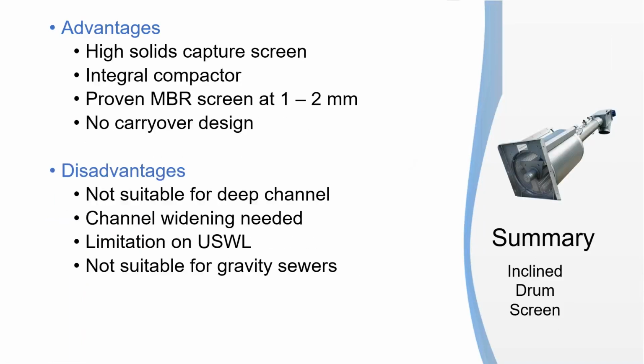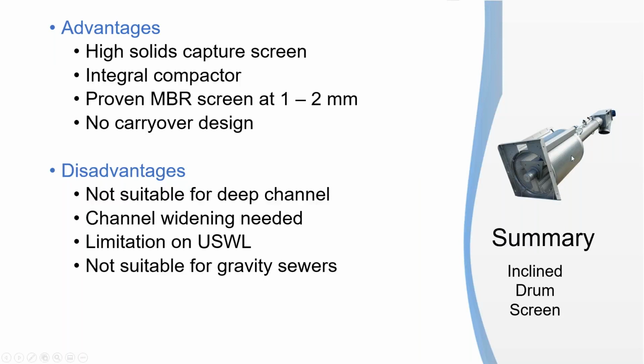In-channel drum screens. These in-channel drum screens are going to provide a very good capture rate. They're a very cost-effective solution for smaller flows because they do have an internal compaction zone on them, an internal compactor. They're also very proven MBR protection at the smaller opening sizes because they're a no-carryover design.